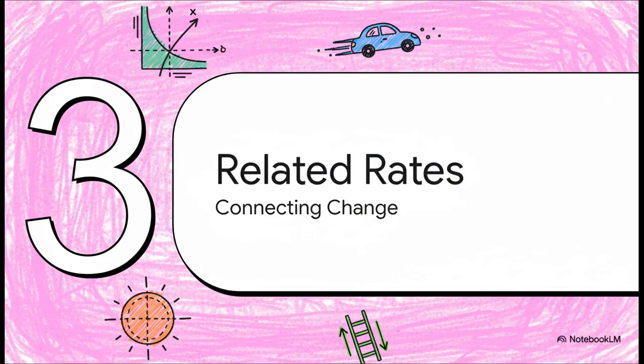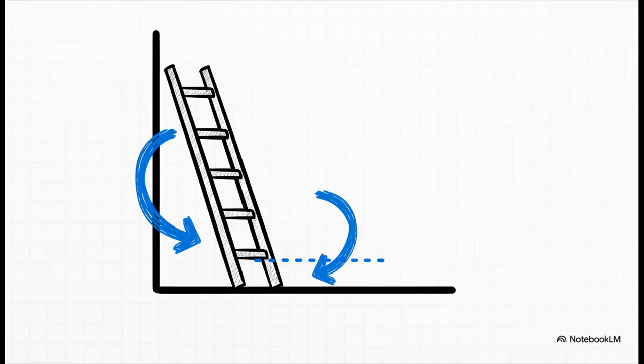All right, we've seen how one thing's rate of change connects to its position. But what happens when multiple things are changing all at once and their rates are all tangled up together? Well, that's the whole idea behind our next topic, related rates. The classic example, you've probably seen it, is a ladder sliding down a wall. Think about it. As the top of the ladder slides down the wall, the bottom has to slide out, away from the wall.